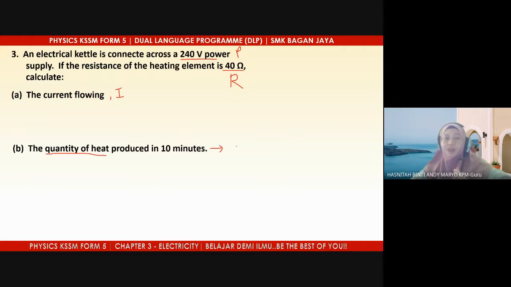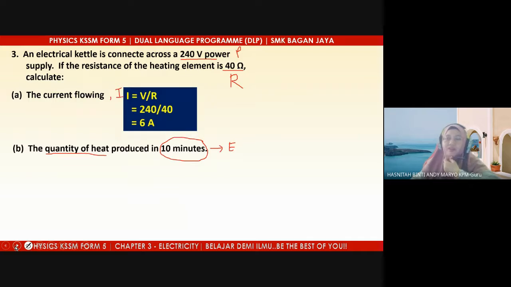Heat is a kind of what? Heat is a kind of energy. So we are looking for energy in the question. Find the current flow. You have V, you have R, so you can find I. Answer 6A, Junwei say for A. How about B? Quantity of heat produced in 10 minutes. You have to convert this into seconds. 864,000 joules said by Kafai.